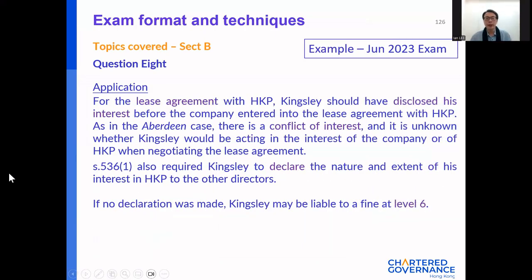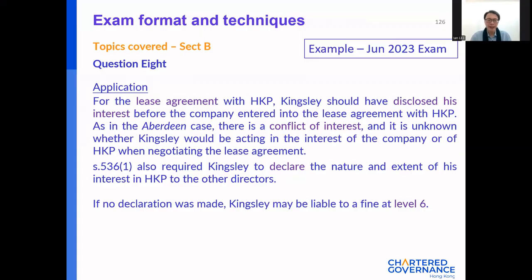So for the lease agreement with Hong Kong Properties Limited, Kingsley should have disclosed his interest before the company entered into a lease agreement. So remember, we look at the section. You need to make the declaration, disclose your interest as soon as practicable, but you should also do it before the company concludes the transaction, signs and is bound by that contract. So as in the Aberdeen case, there's a conflict of interest. It is unknown whether Kingsley will be acting in the interest of the company or of HKP when negotiating the lease agreement. So that's why the director, in this case Kingsley, may be wearing two hats.